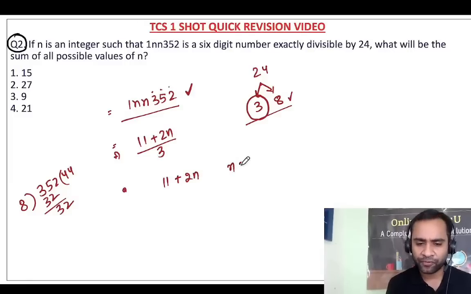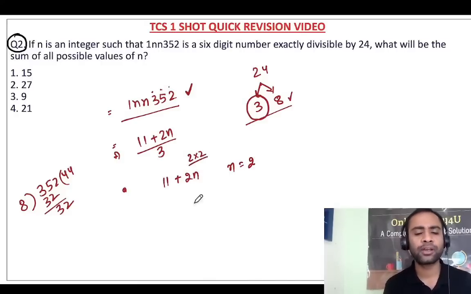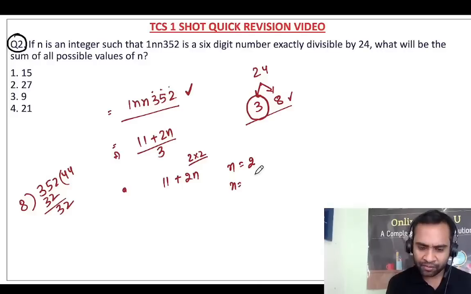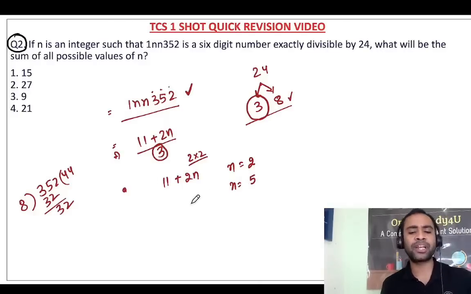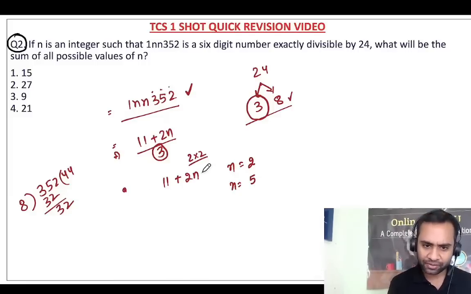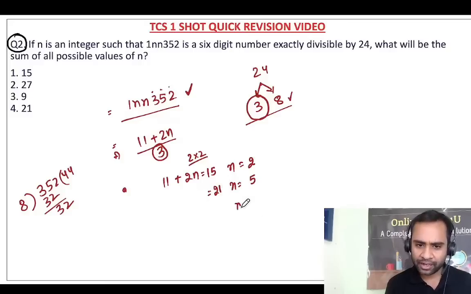Let us find the first value of n. The first value of n will be 2, because 2 into 2 is 4, and 11 plus 4 is 15, which is divisible by 3. Then the next n value will be 5, because the gap should be 3. In this case the sum will be 21. Then n will be 8. So 11 plus 2 into 8 is 27.